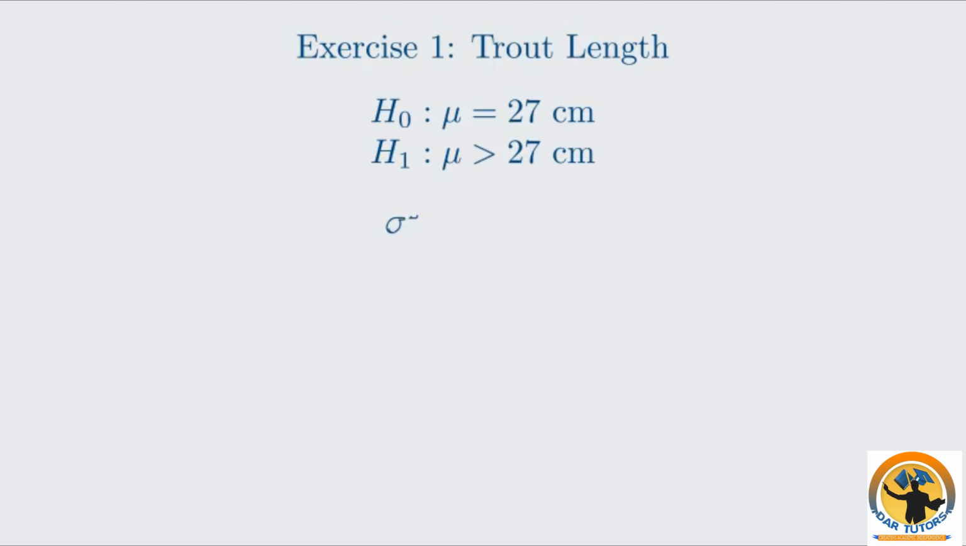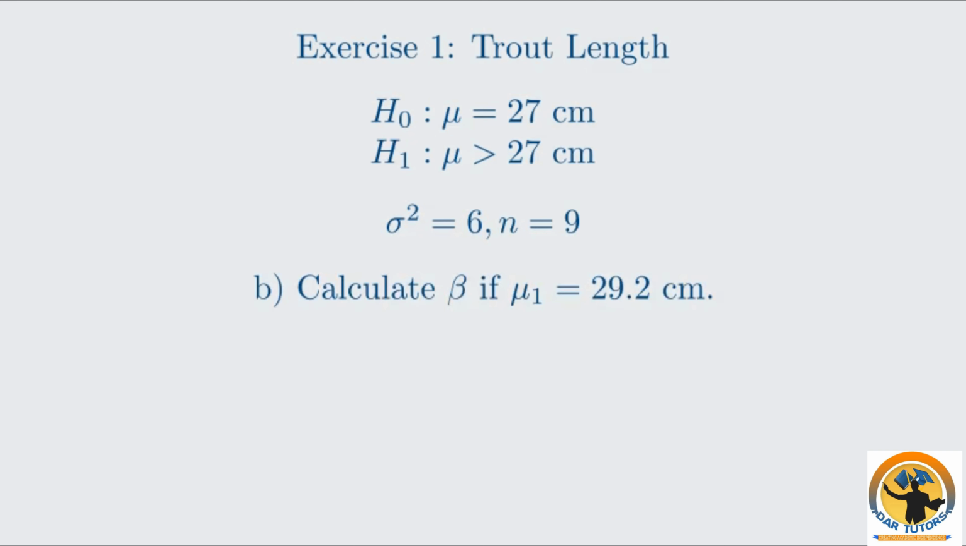Let's consider another z-test, but this time with a right-tailed alternative hypothesis. In this exercise, we have adult trout. Their length, X, is normally distributed with a known variance of 6. We are testing if the mean length is 27 centimeters against the alternative that it's greater than 27 centimeters using a sample of 9. Part B asks us to calculate beta for a true mean of 29.2 centimeters at 2 different significance levels, 5% and 1%.